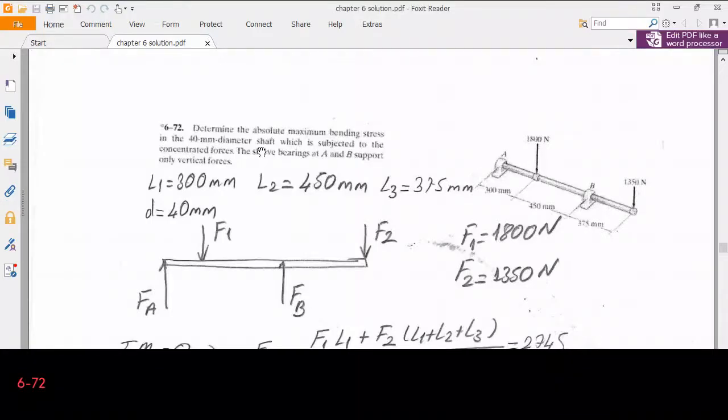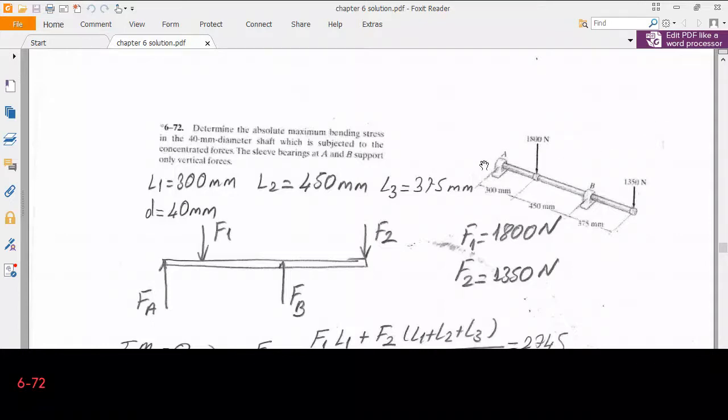Okay, our question is 6-72. Determine the absolute maximum bending stress in the 40 mm diameter shaft which is subjected to the concentrated forces. The sleeve bearings at A and B support only vertical forces. Okay, so we have a shaft and we have vertical forces, one concentrated force of 1800 newtons and the other one is at the free end, so it has a magnitude of 1350 newtons. We have two bearings.